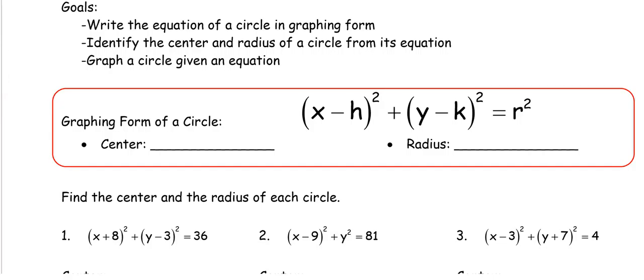This video is about circles. So in this video, we're going to learn how to write the equation of a circle in graphing form, identify the center and the radius of a circle from its equation, and graph a circle given an equation.